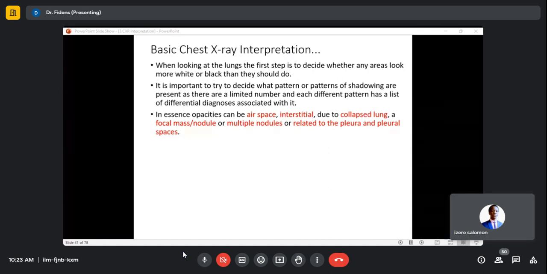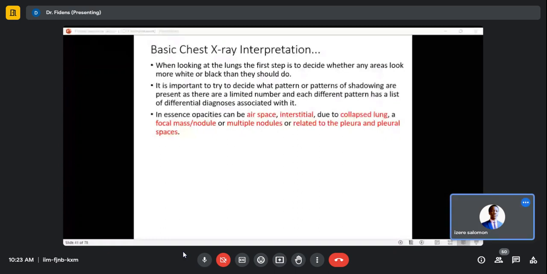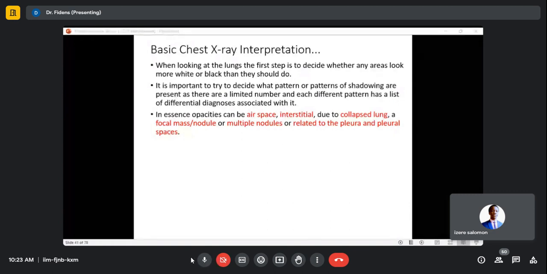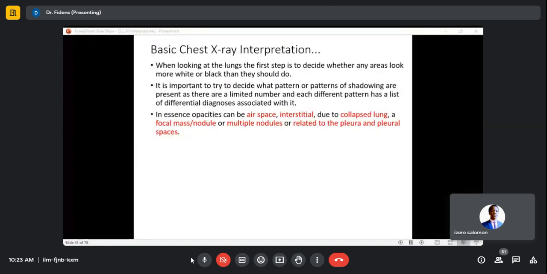When? Anything, when will you say it is consolidation, when will you say it is pneumonia? That's my question. When can you confidently say this is most likely pneumonia, or just use this is consolidation? Are they the same, by the way?